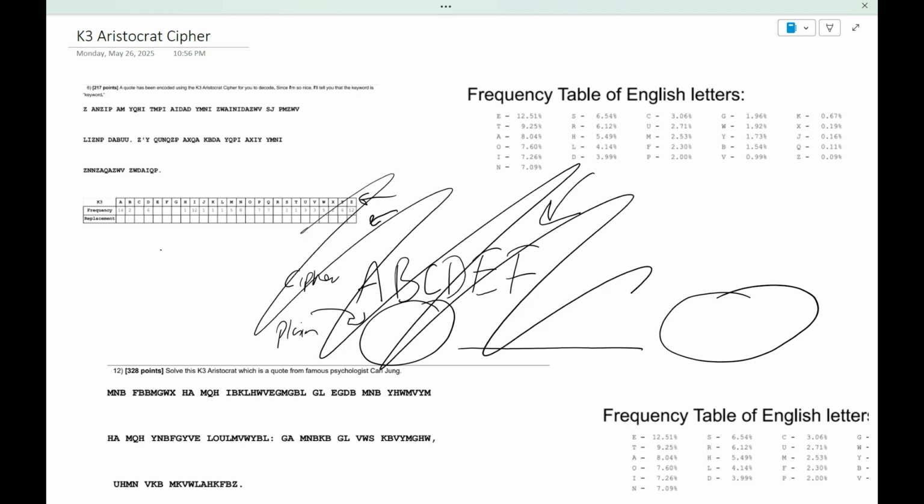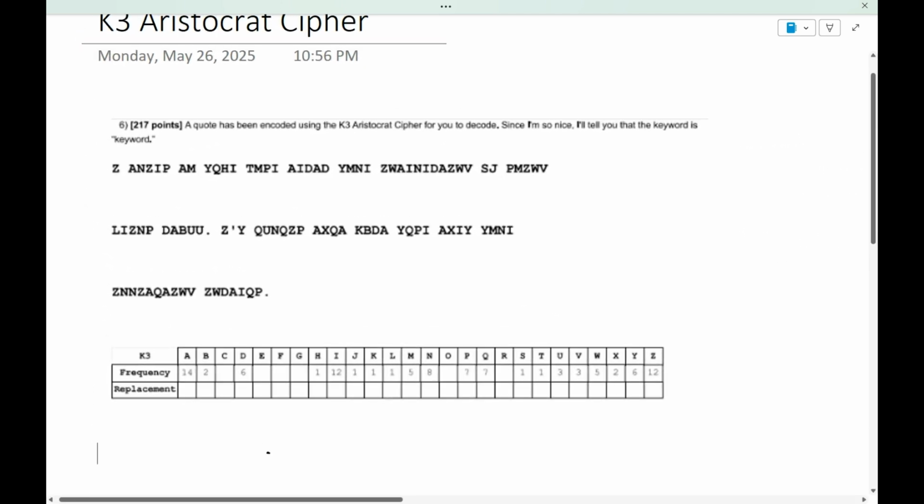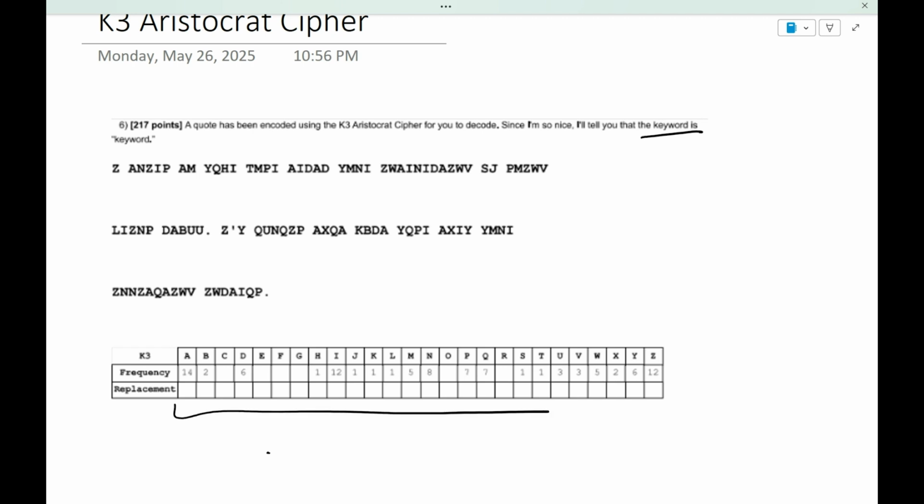And so I'm not going to completely do the entire first one. I'm just going to let you guys solve it, because if you watched some of my previous videos, you should know how to solve a normal aristocrat cipher. But this one tells you that the keyword is keyword. And so this just means that somewhere in the replacement text, I'm going to expect keyword to show up. And really, I don't care much about the fact that it's going to show up in the ciphertext as well, because that just gets really confusing.